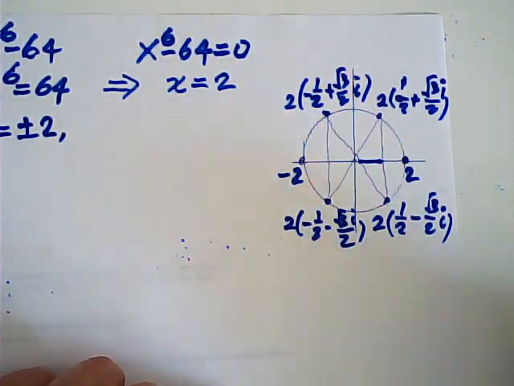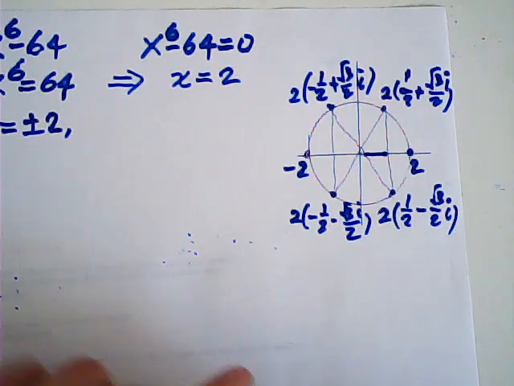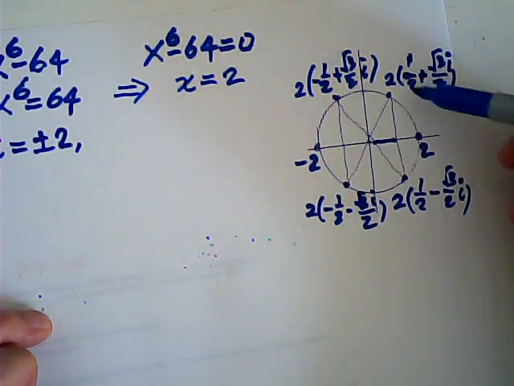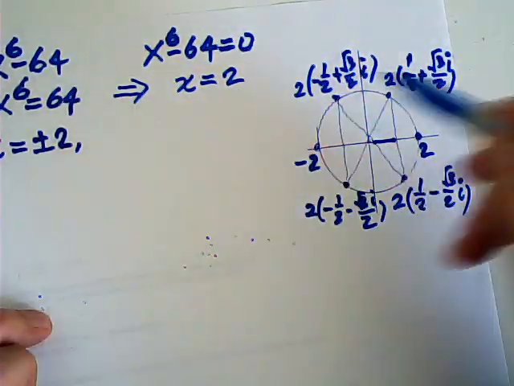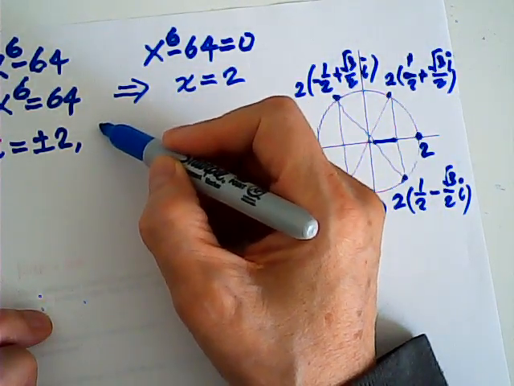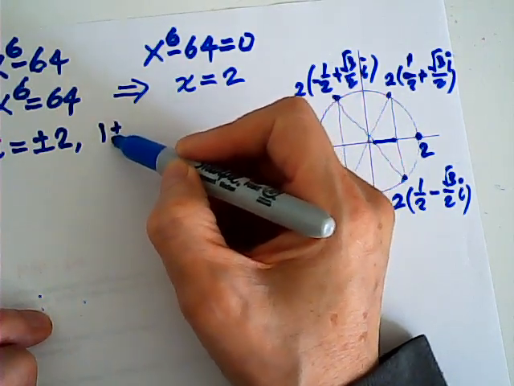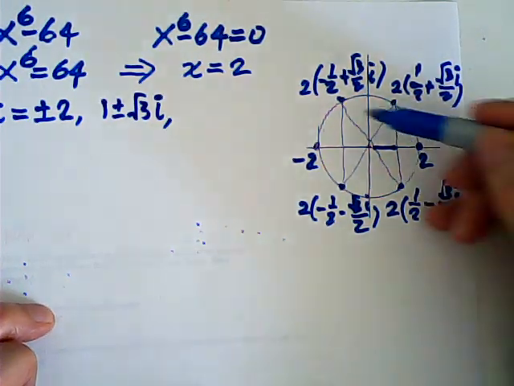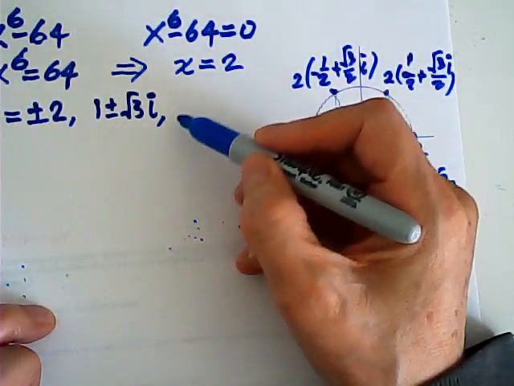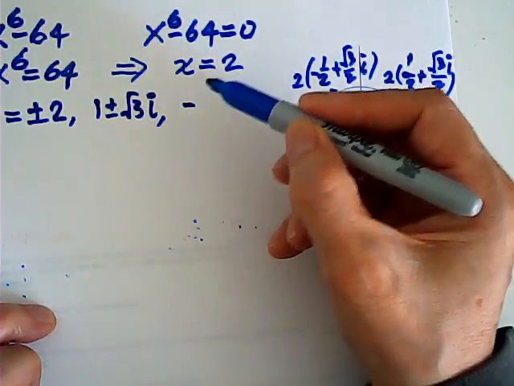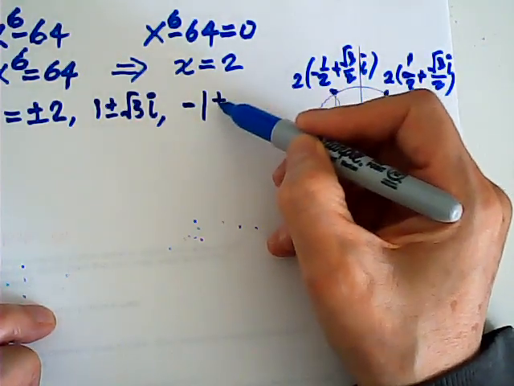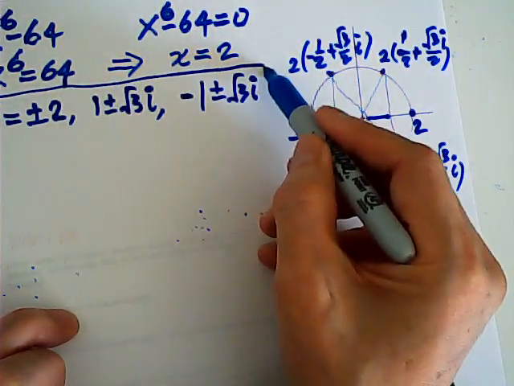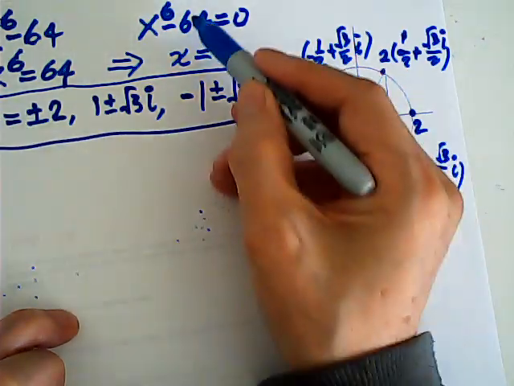So all together you have 6 roots. These are 2 roots, and these 2 roots, multiplied by 2, are 1 plus or minus root 3 i. And these 2 roots, when you multiply by 2, are negative 1 plus or minus root 3 i. Okay, these are the 6 roots of this equation.